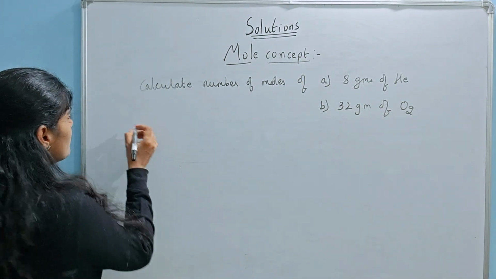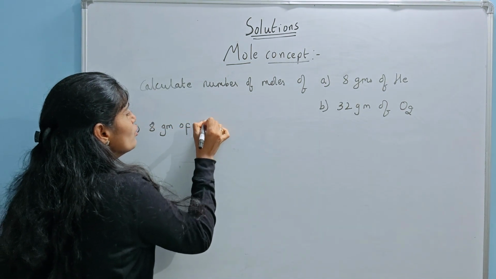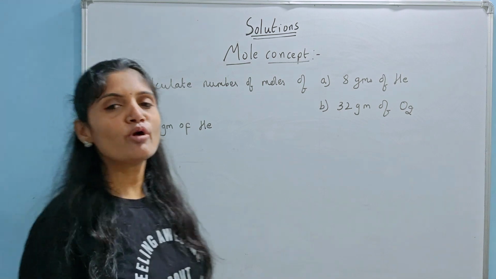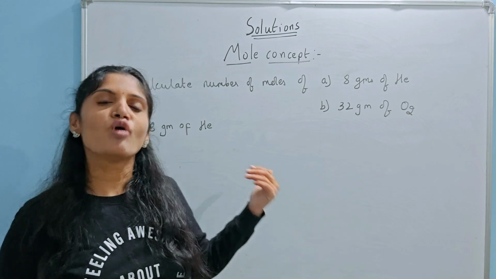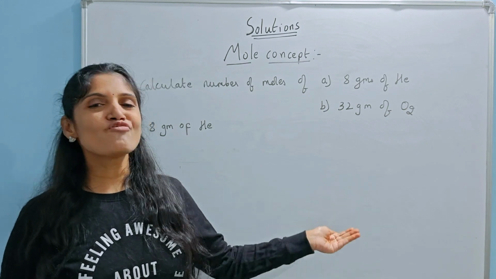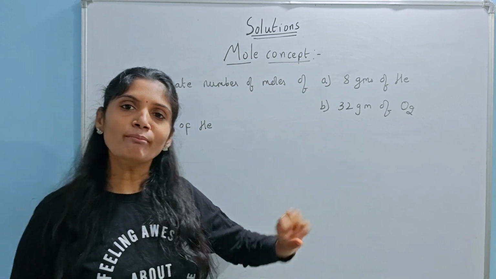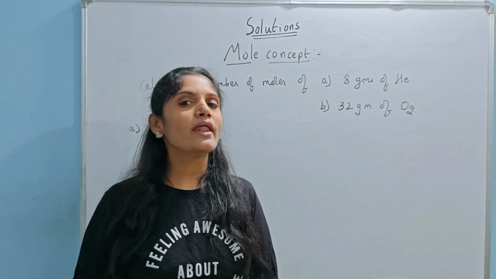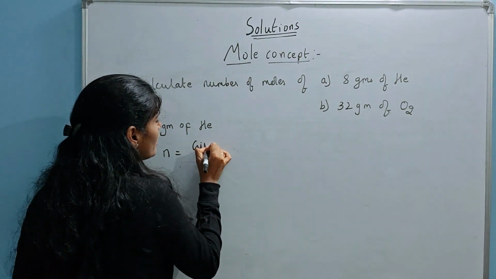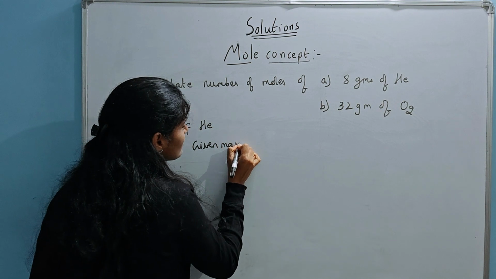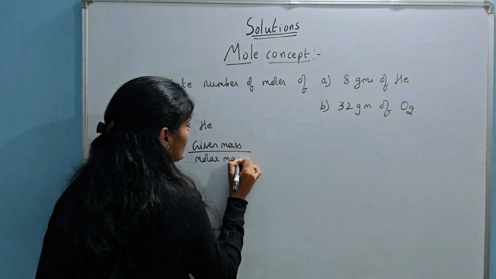Let's start with the first one, 8 grams of helium. In the question, they are talking about mass. So which formula of number of moles will I be using? The second formula which I told you just now. Because the first formula is useful when they give you the number of particles, but here they have given you the mass. So let us use the formula where I can substitute mass. Number of moles is equal to given mass divided by molar mass.